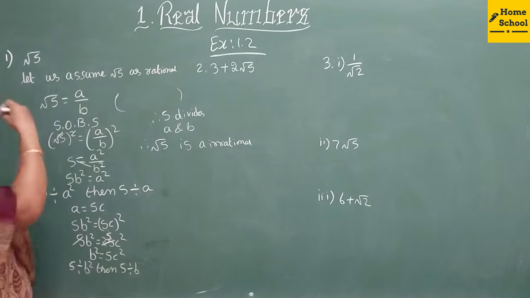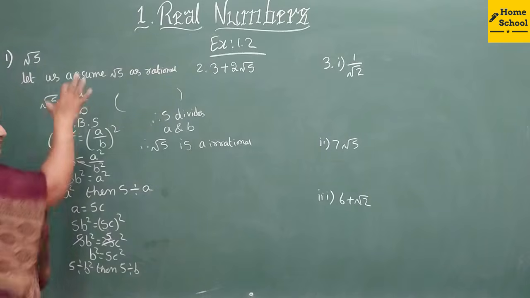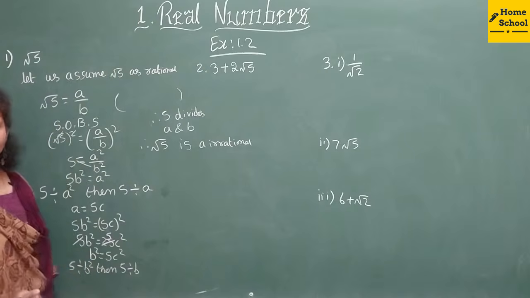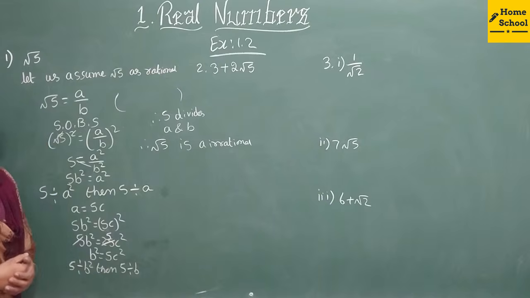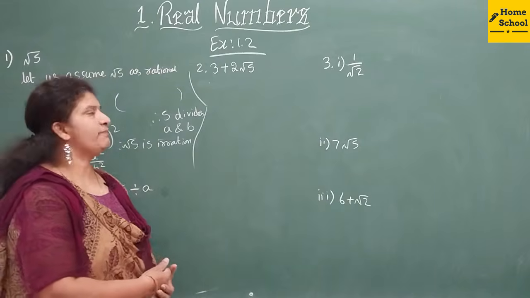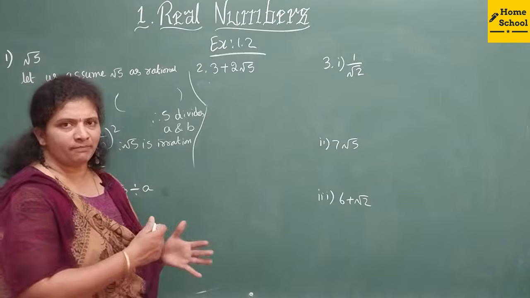In the same manner, you can write root 3 as irrational, root 7 as irrational. One format you remember, children. Any number you can use the same format. Change the numbers. Second one, prove 3 plus 2 root 5 is irrational. So what we are going to do here, same manner.